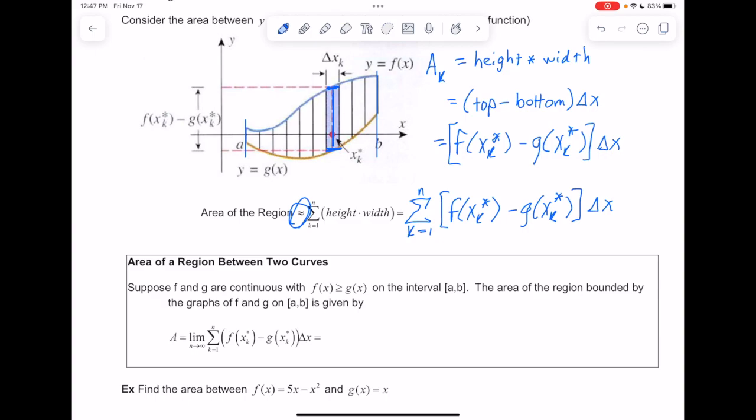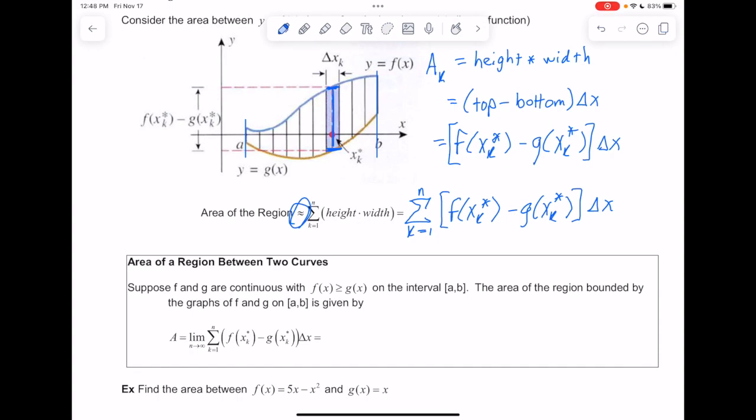So let's look at that now. The area of a region between two curves. Suppose f and g are continuous with f of x greater than or equal to g of x, which is to say f of x is higher, and therefore the top function, on the interval a to b. The area of the region bounded by the graphs on that interval from a to b is given by the limit as n goes to infinity of the sum as k goes from 1 to n of f of x k star minus g of x k star for the heights, times delta x for the widths.